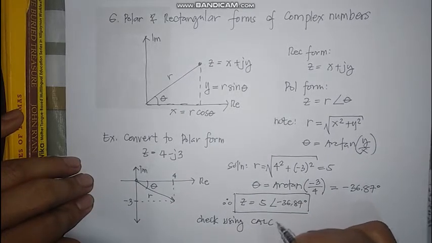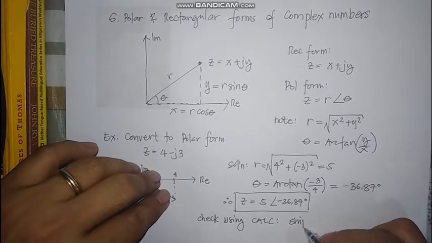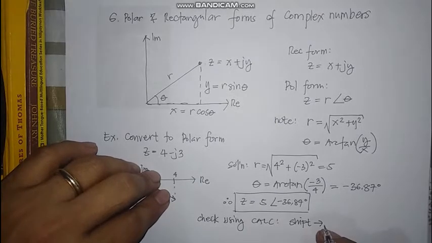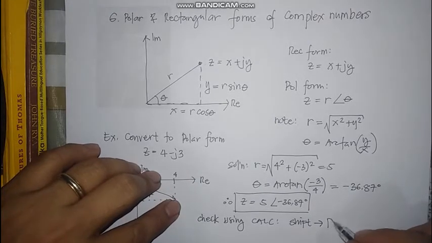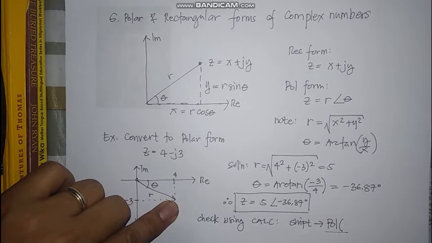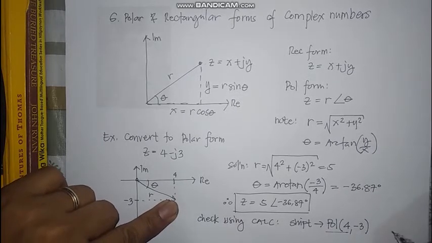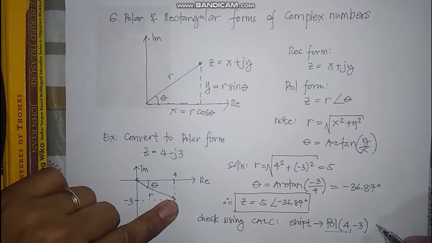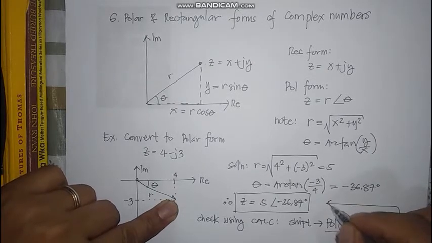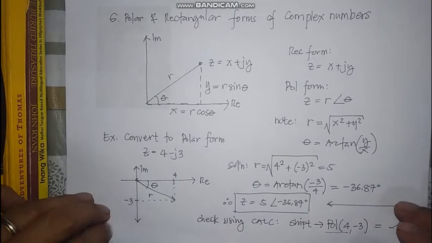Please take out your calculator. Follow me. Press shift and then find polar in your calculator, that is shift plus the sign, and then write the real part, that's 4, and the imaginary part, and then press the equal sign. The result will be 5 angle of negative 36.87 degrees.